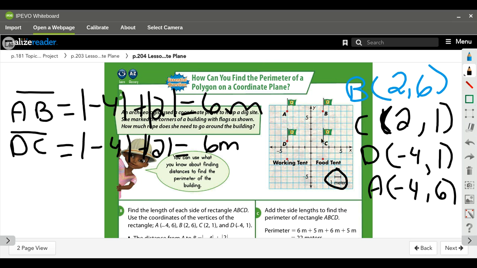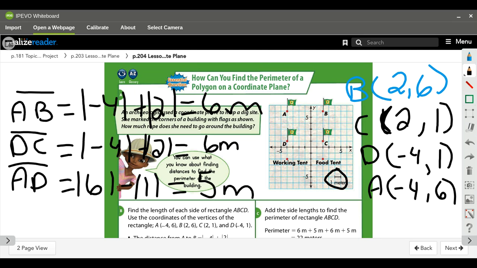Now I'm going to do my next line segment. I did AB, I did DC, so I'm going to do AD. For line segment AD, A has -4, D has -4. So I'm in the same quadrant, and I'm going to subtract here. I do the absolute value of 6 minus the absolute value of 1, and I end up with 5 meters. Now the last one I'm going to check is BC. For BC, C has 1, B has 6, so I do the absolute value of 6 minus the absolute value of 1, and I get 5 meters.